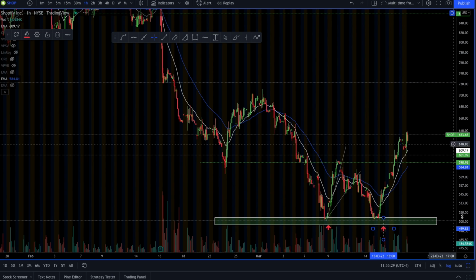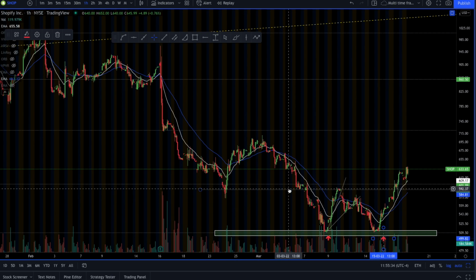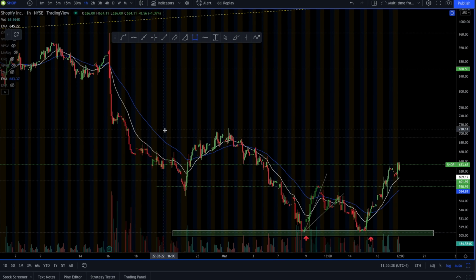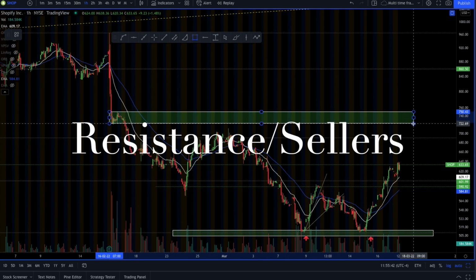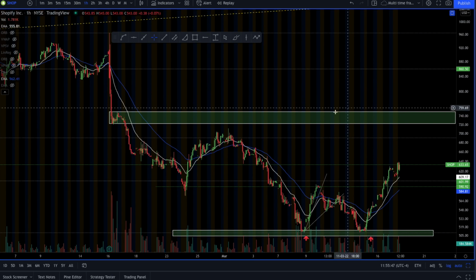Shopify is down from its all-time highs quite a bit. So this is where big money could be looking to accumulate, right? And what we want to pay attention to next is where did the selling start from? So we can clearly see that this is one level right here. Okay. So we just mark these levels, right? This is a level of resistance.